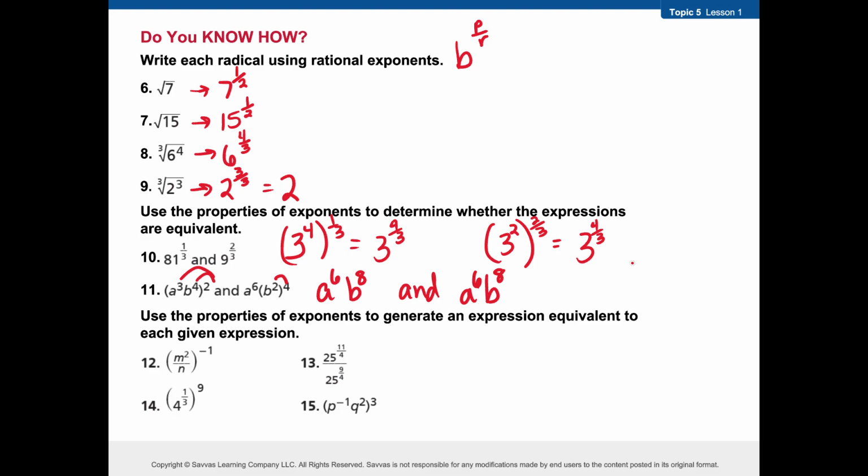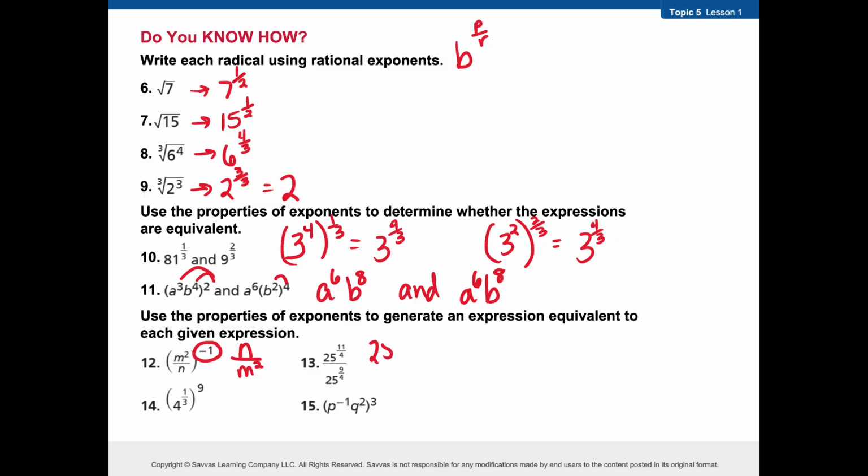12 through 15, use properties of exponents to generate an expression equivalent to each given expression. First, I see that this is a negative exponent. Do the reciprocal, and anything to the first power is basically itself. So n goes to the top, m squared to the bottom.